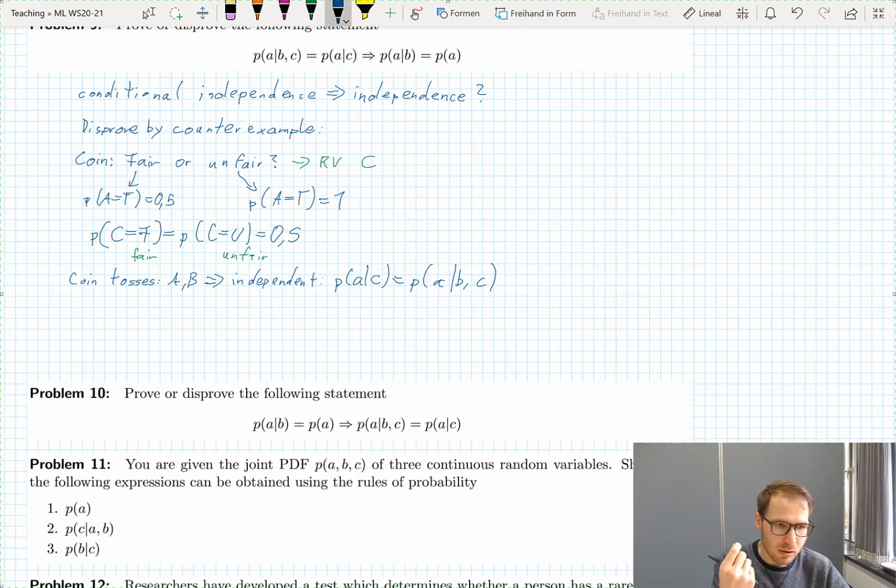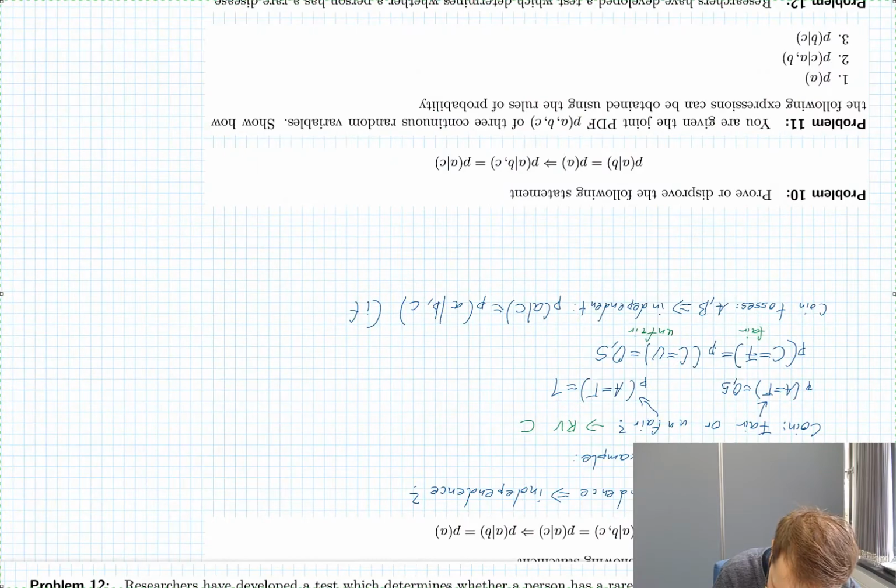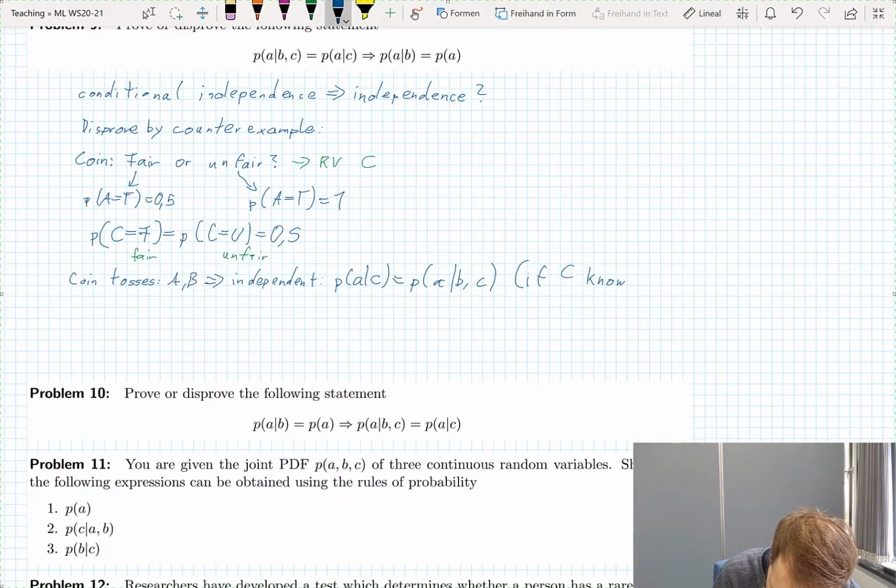Okay, but this is only if you know the coin, right? So for a fixed coin, you know the coin, it's the same. But now, what happens if you don't know the coin? And you want to calculate the full probability of getting heads or getting tails from start to end, essentially. So this is if C is known, C unknown. Okay. So we can derive this.